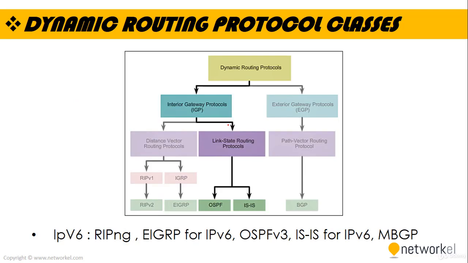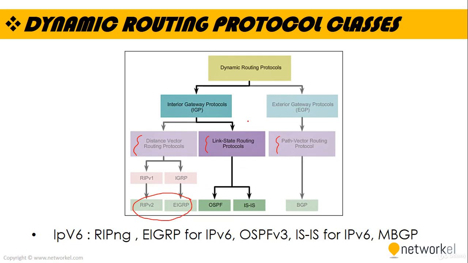Let's go ahead with the dynamic routing protocol classes. We have three classes of dynamic routing protocols, and they are distance vector, link state, and path vector. Distance vector protocols route according to the hop count, guys. Every router knows as much as its neighbor tells it. There is no network map on the routers. For example, RIP and EIGRP are distance vector protocols.